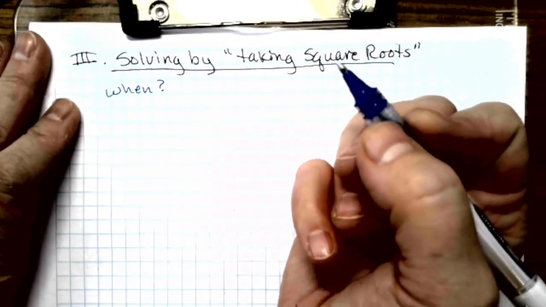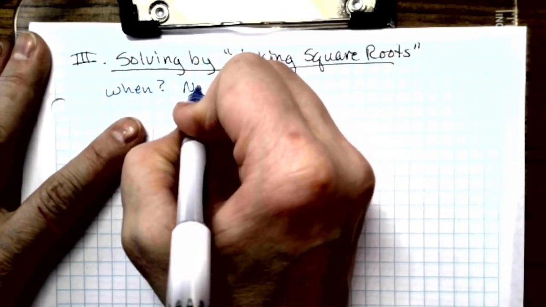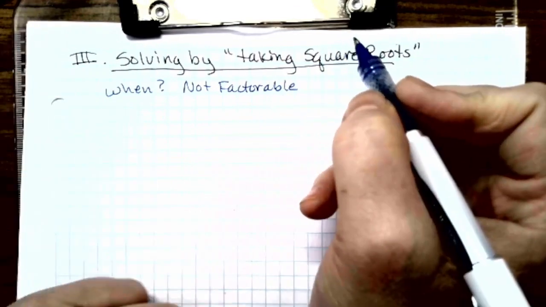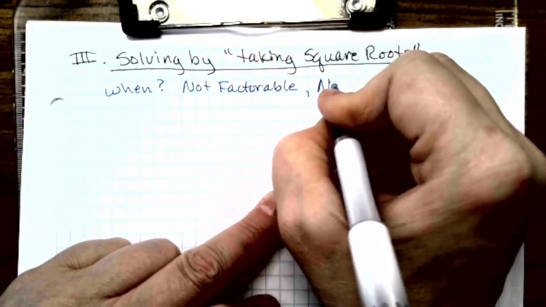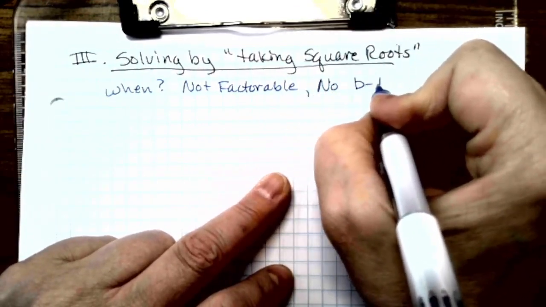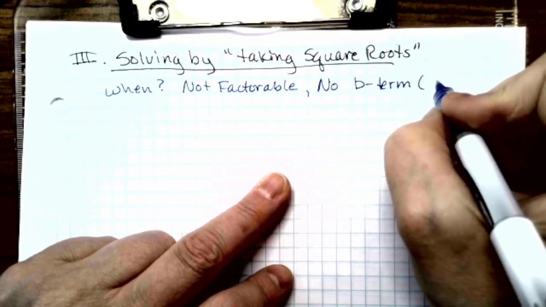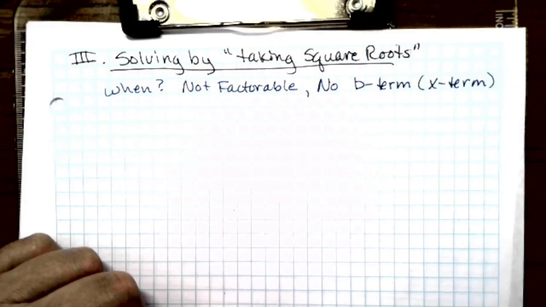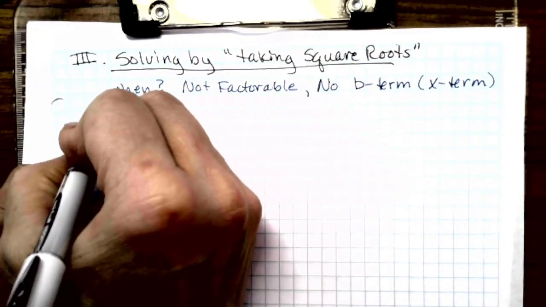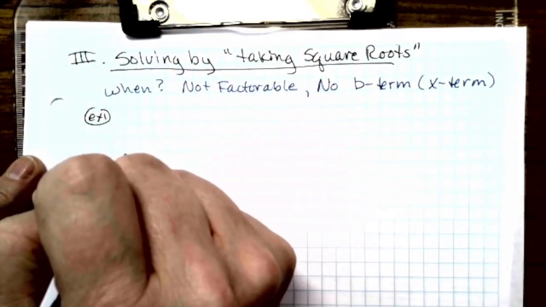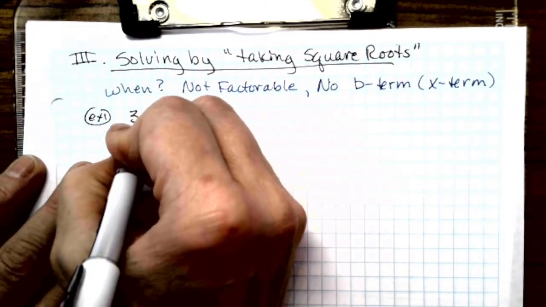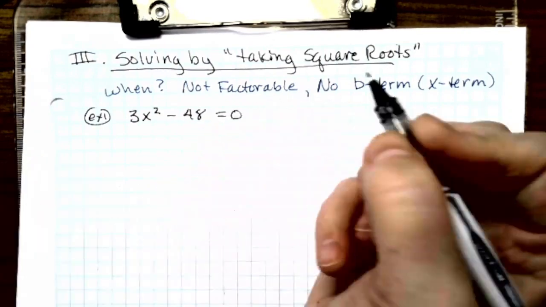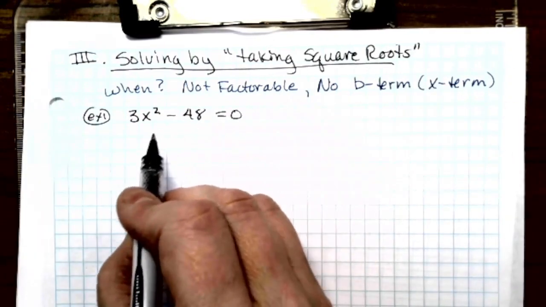We'll do taking square roots if the expression is not factorable, and if the expression has no b term, which means no x term. It's got an x squared, but not a single x term. So example 1 of one that we can solve by taking square roots is 3x squared minus 48 equals 0. You'll notice there's no b term.